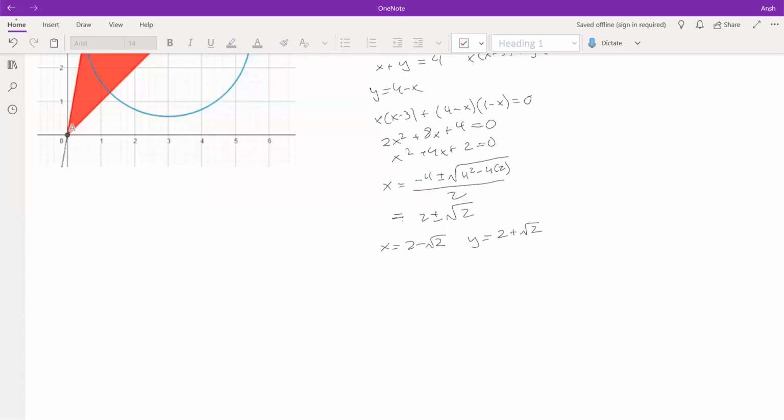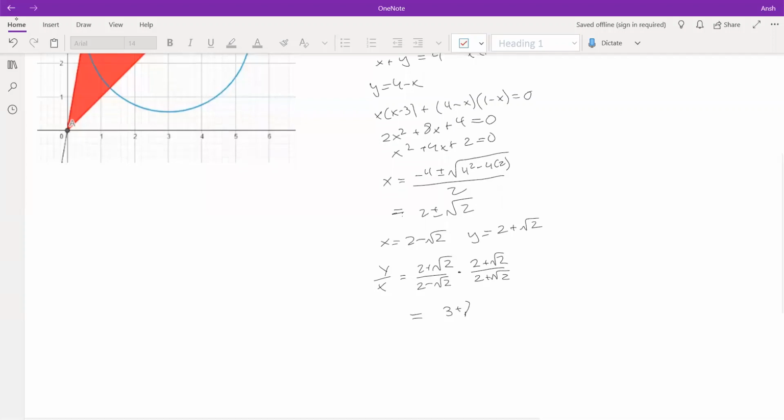So the last step is simply just plugging in these values to get our slope. y divided by x would equal 2 plus root 2 divided by 2 minus root 2. And this isn't a particularly nice expression, so we can try rationalizing the denominator. So if we multiply both the top and bottom by 2 plus root 2, this equation comes out to 3 plus 2 times the square root of 2, which is our final answer.